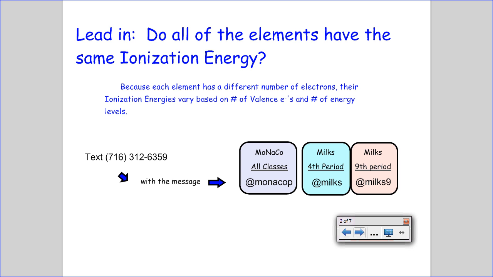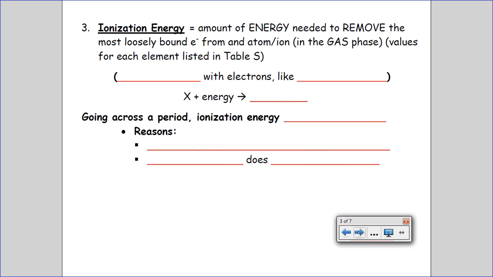Because each element has a different number of electrons, their ionization energies vary based upon their number of valence electrons, number of energy levels, and the number of protons in the nucleus. This always comes back to that shielding effect. Probably the most important concept in this unit is that electron shielding occurs between the nucleus and the valence electrons, and it causes the atom to increase in size, reactivity, etc., or decrease depending on the situation and where we are on the periodic table.